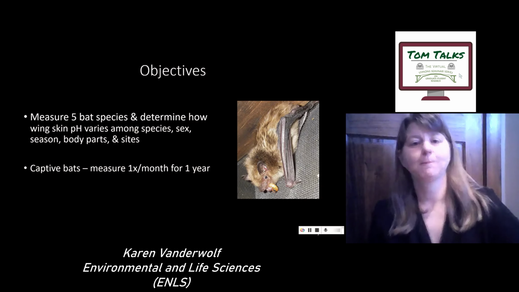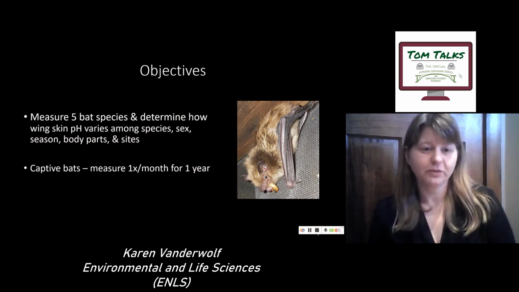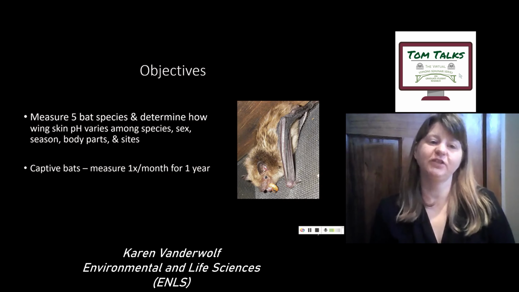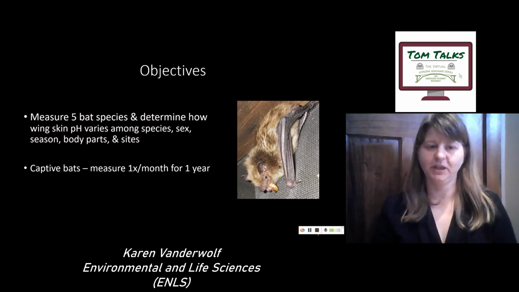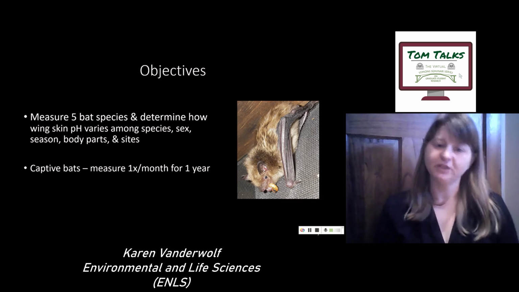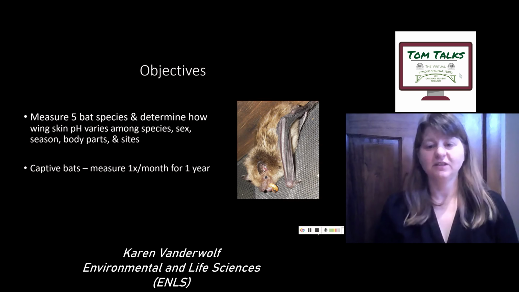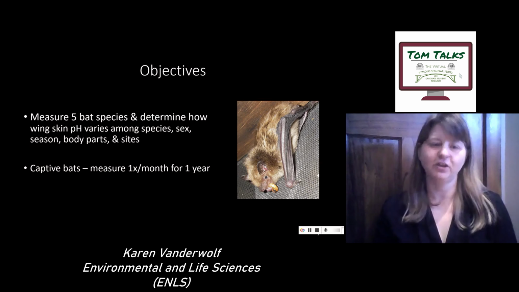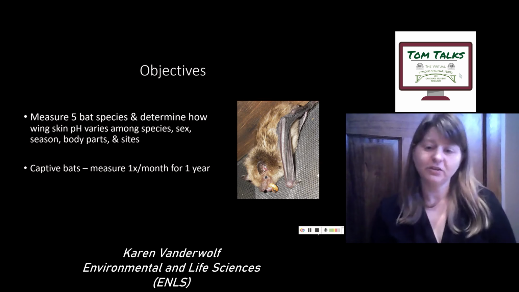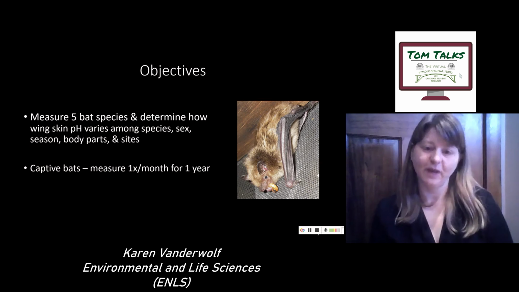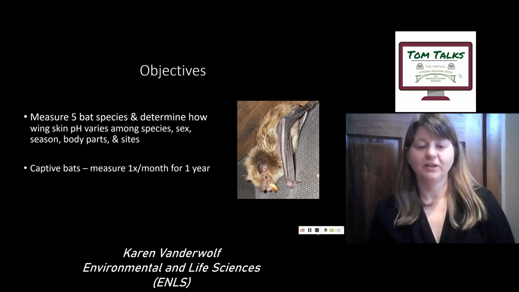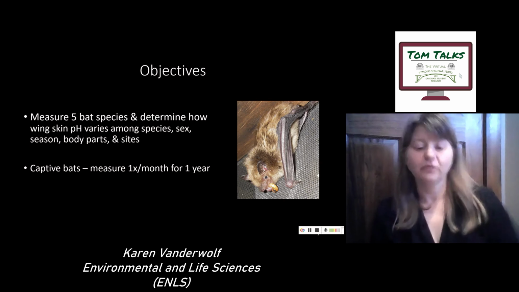So the objectives were to measure 5 bat species in Canada and determine how the wing skin pH varied among the different bat species, between the two sexes, among seasons, and also different body parts, so different parts of the wing, and geographic sites. I also had access to a captive bat colony in Hamilton, Ontario, which I measured once a month for 1 year.